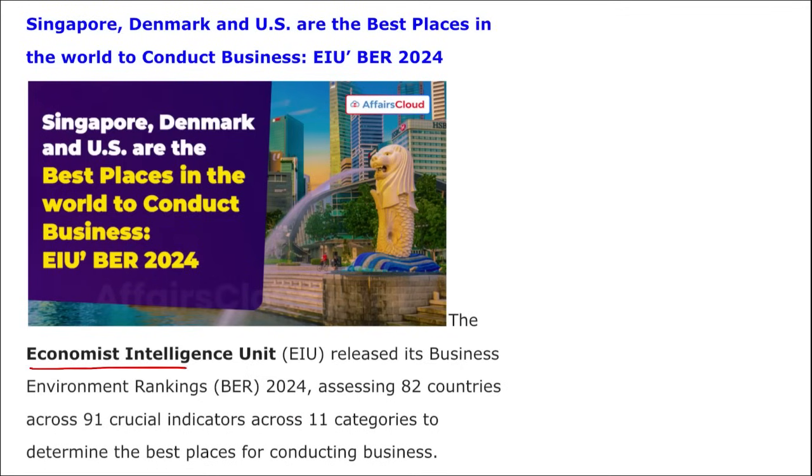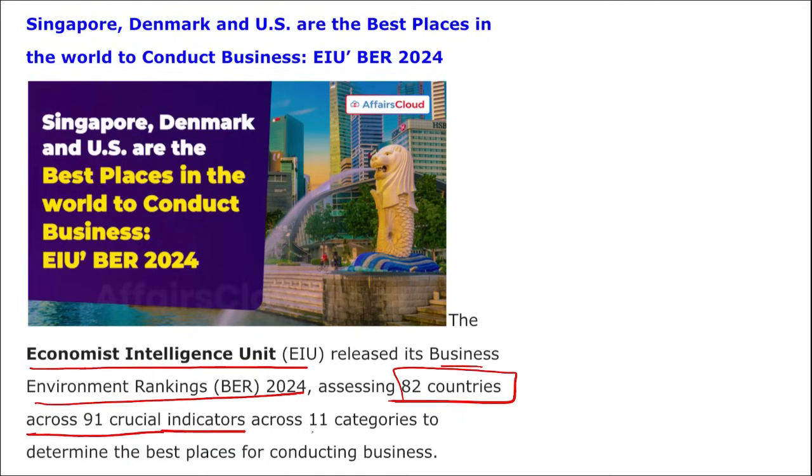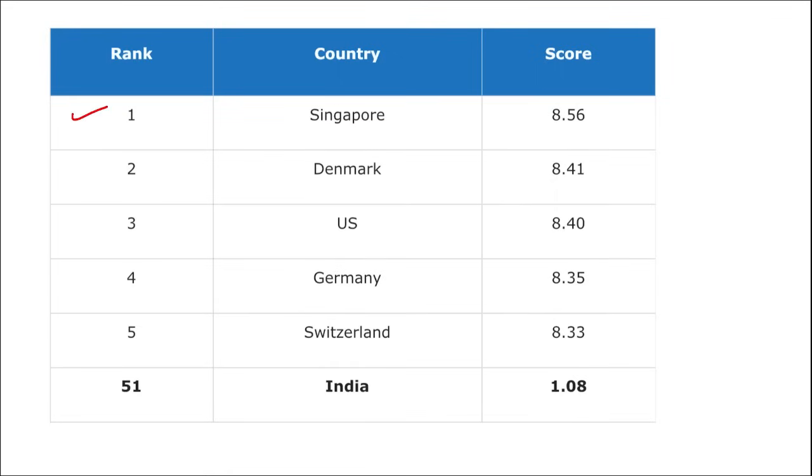Here you can see EIU released BER 24 that assesses 82 countries across 91 crucial indicators across 11 categories, and Singapore is on top, then Denmark, USA, then Germany, then Switzerland, and our India is on 51st position. Right? Remember, China has substantially dropped by 11 spots, making it the biggest loser globally. This reflects various challenges in their business landscape compared to the previous year. And we have also seen that as of now, in China, there is a high crisis going on, right? The businesses are shutting down, the factories are closing down, there are no jobs for the youth in the country. Correct? Let's move on.